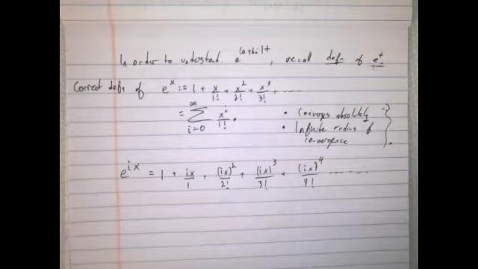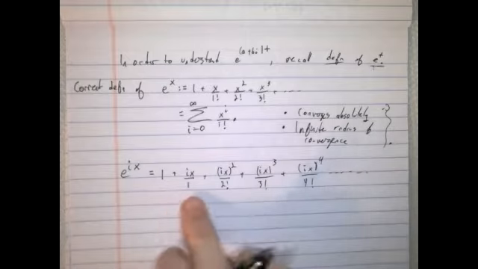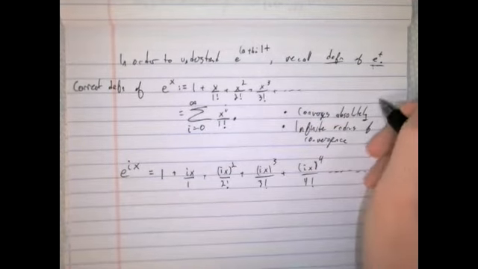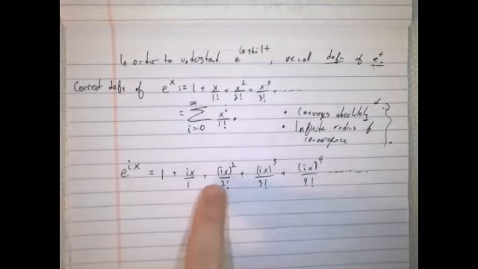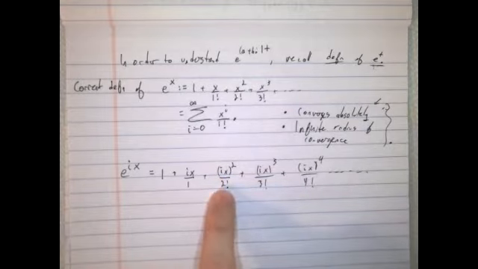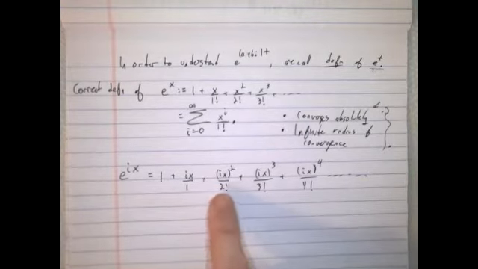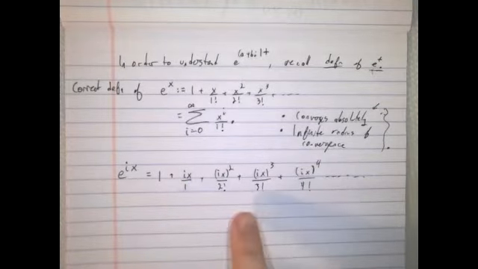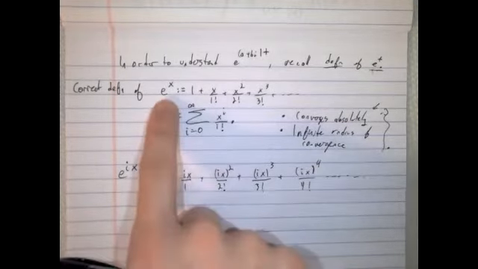Notice something important here. To manipulate this series, I do need to know that this series converges absolutely and that it has an infinite radius of convergence. In particular, this absolutely convergent property is important because if I slap absolute values onto every term, well, the absolute value of any of these terms is just x to the n over n factorial, because the magnitude of i is just 1. So if we slap absolute values everywhere, we just recover e to the x.